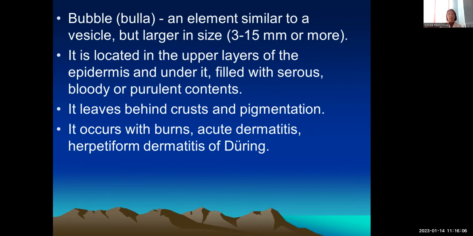Bubble, bulla, an element similar to a vesicle but larger in size, from 3 to 15 millimeters or more. It is located in the upper layers of the epidermis and under it, filled with serous, bloody, or purulent contents. It leaves behind crusts and pigmentation. It occurs with burns, acute dermatitis, and herpetiform dermatitis of Duhring.